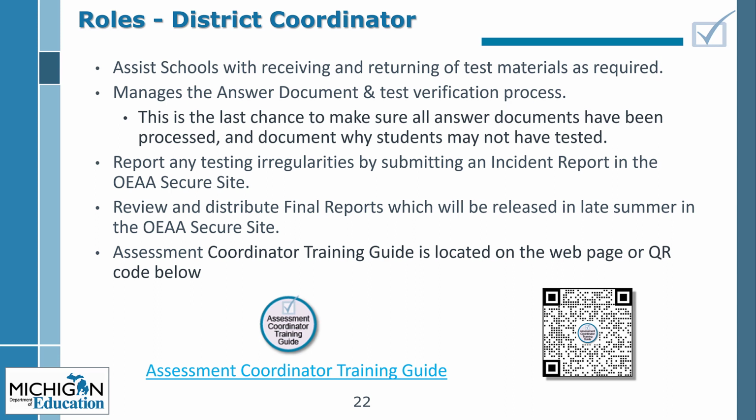This is the last chance to make sure all answer documents have been processed and document why students may not have been tested. They also ensure any testing irregularities are reported by submitting an incident report in the secure site. They review and distribute final reports, which will be released in late summer through the secure site. Assessment coordinator training is located on the web page or QR code below.